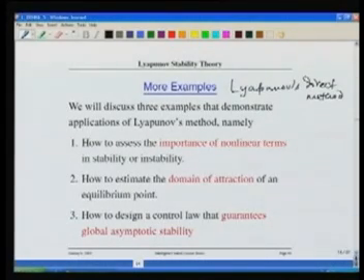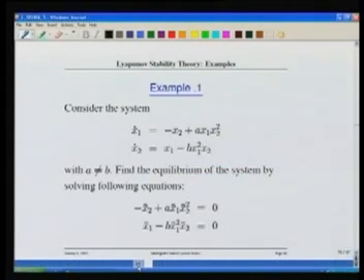So, these three questions we will try to answer: how to assess the importance of nonlinear terms in stability or instability, how to estimate the domain of attraction of an equilibrium point, and how to design a controller that guarantees global asymptotic stability. So, these three things. We will take one example here. In this example we will show how, using Lyapunov's direct method, we can find out the domain of attraction.